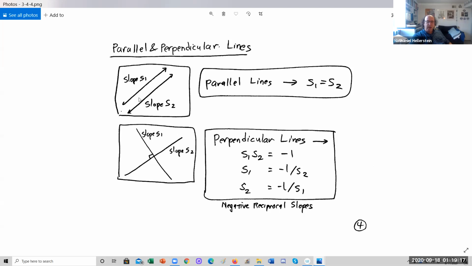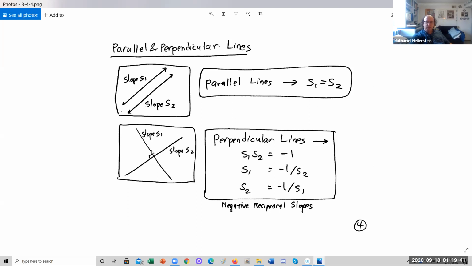Two parallel lines, slope S1 and slope S2. If they're parallel, then the slopes are equal. In fact, it turns out that this equal sign was invented precisely because the guy who invented the sign said that these two little lines are equal to each other, whatever. So parallel lines have equal slope.